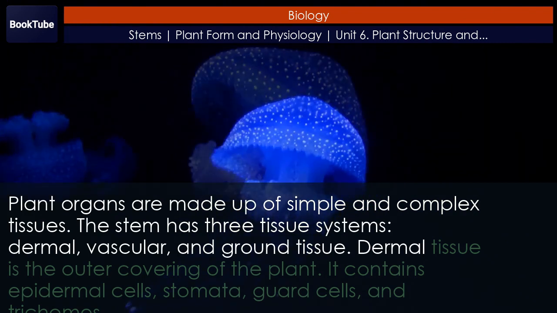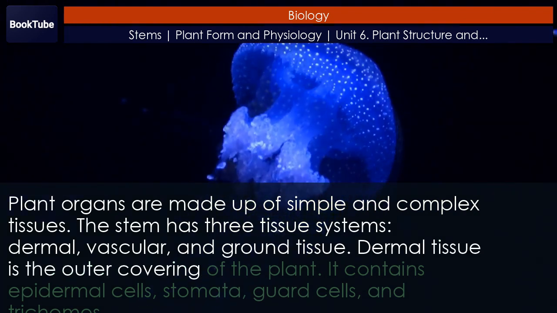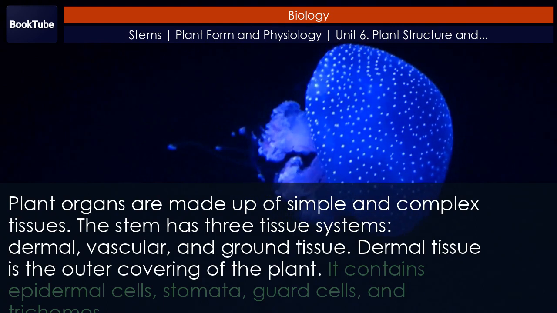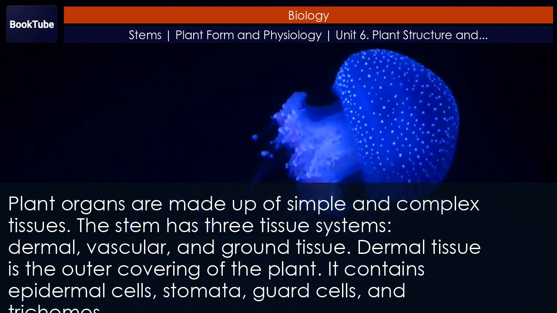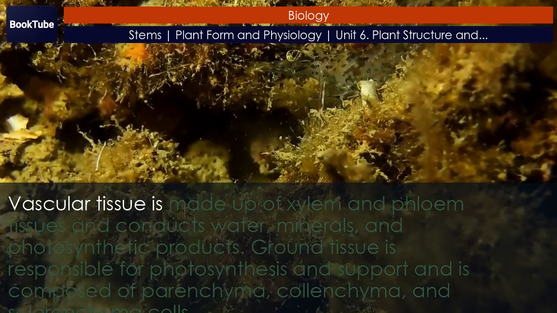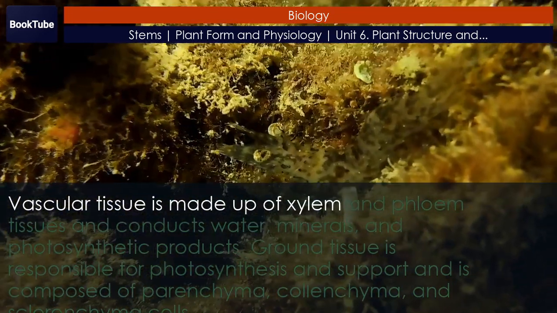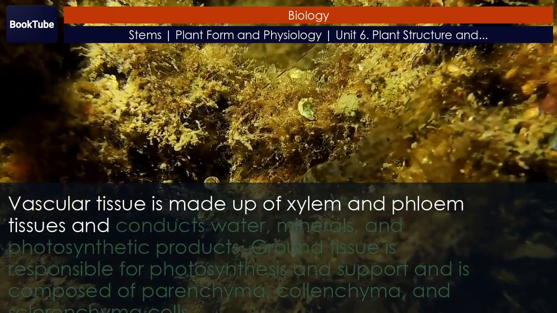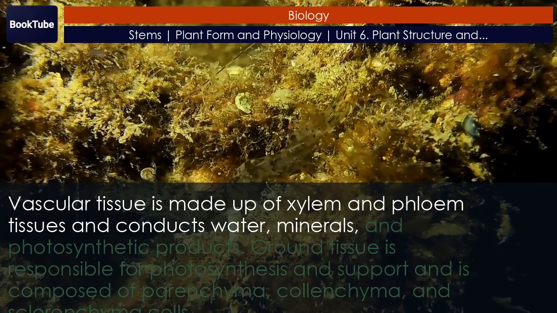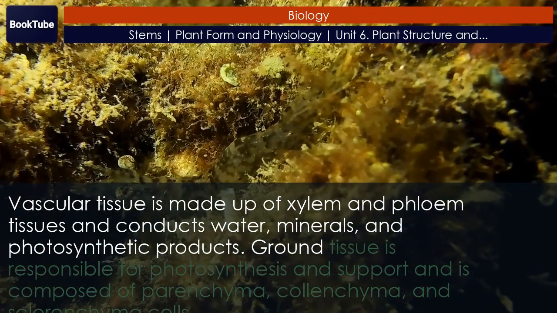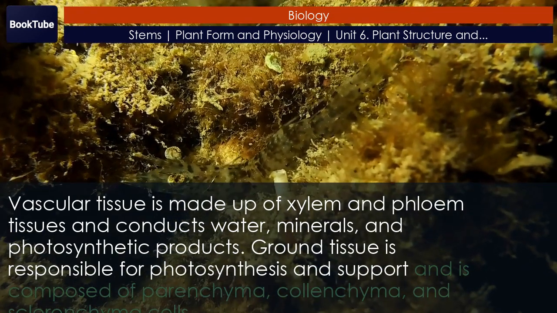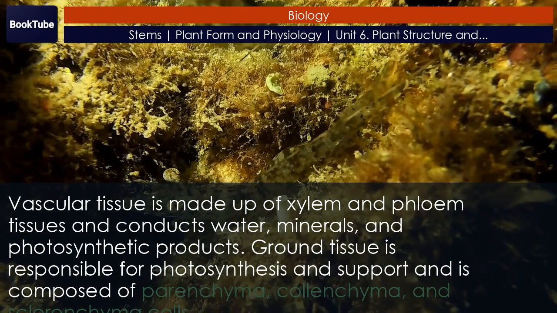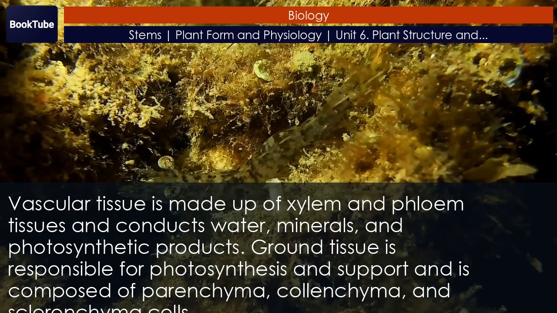Dermal tissue is the outer covering of the plant. It contains epidermal cells, stomata, guard cells, and trichomes. Vascular tissue is made up of xylem and phloem tissues and conducts water, minerals, and photosynthetic products. Ground tissue is responsible for photosynthesis and support and is composed of parenchyma, collenchyma, and sclerenchyma cells.